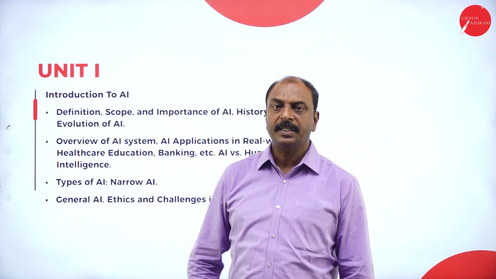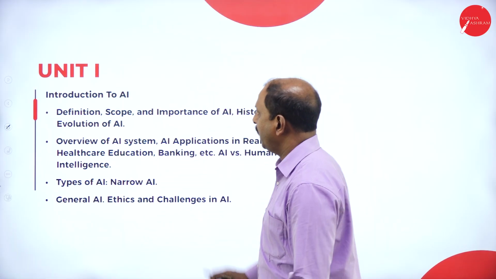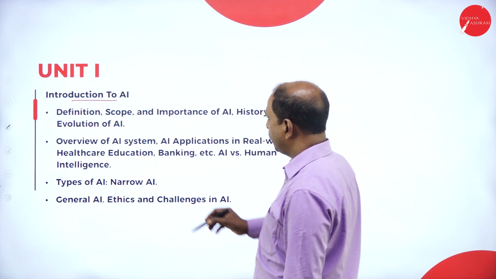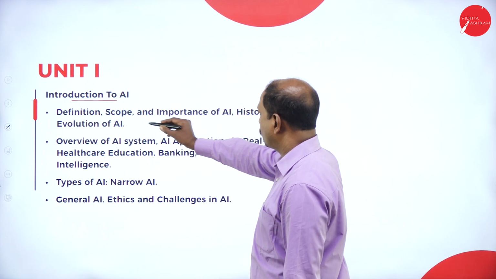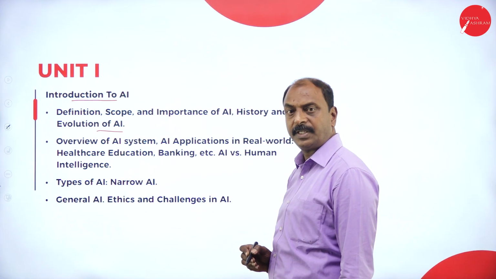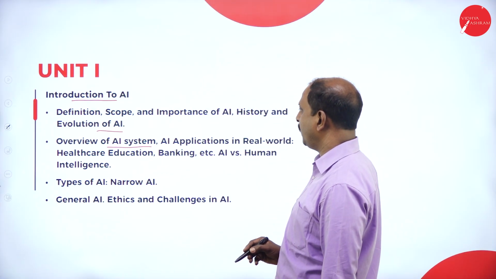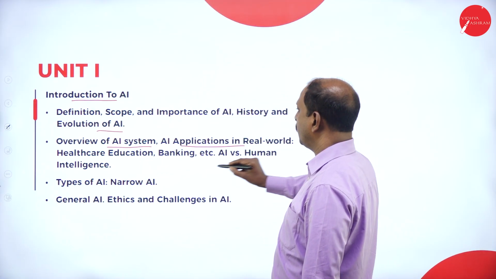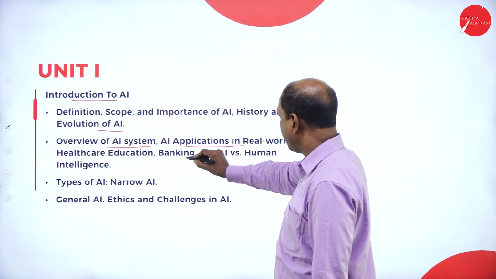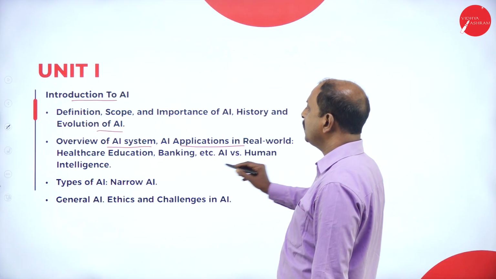Here, the entire syllabus is divided into 4 units: Unit 1, 2, 3 and 4. In Unit 1, it is Introduction to AI. So, we are going to learn the definition of AI, scope, importance and history or evolution of AI systems, that is artificial intelligence. Next is an overview of AI systems, meaning AI applications in real-world examples like healthcare, education, banking, and also the difference between AI versus human intelligence.